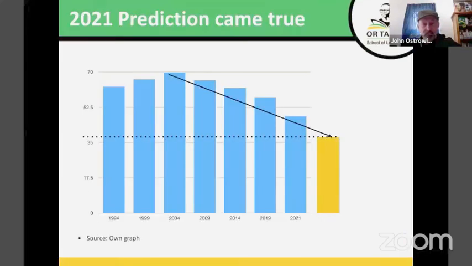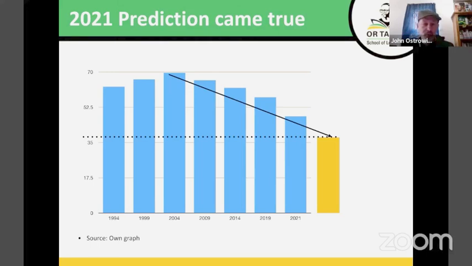So the statistics that we've seen, this graph here is a graph that I produced in 2021, where I looked at the historical election results, and I made a projection that the next election would hit 40% for the ANC. And unfortunately, as we see, it turned out to be true. It's a straightforward extrapolation. If you look at the previous election results, you can see the graph line goes directly downwards to 40. So it actually wasn't surprising for me at all.